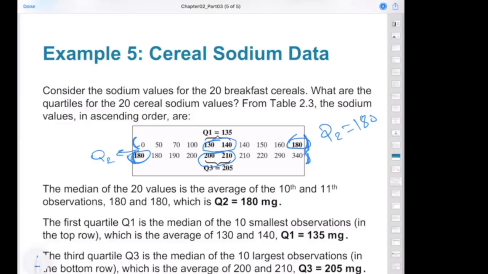So now we will ignore this number and take all numbers lower than 180. So you will have how many numbers in this case? 9. For this 9, how many numbers in the middle? 1. So this will be Q1 in this case. Same thing for the second half, higher than the median. You will have 9 numbers, so in this case you will have one number in the middle. Same thing.